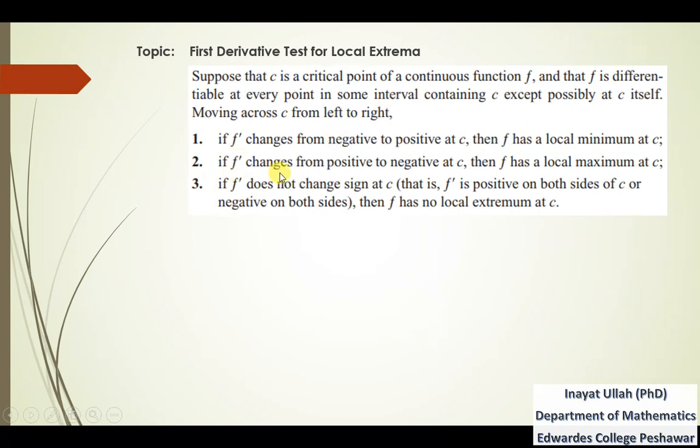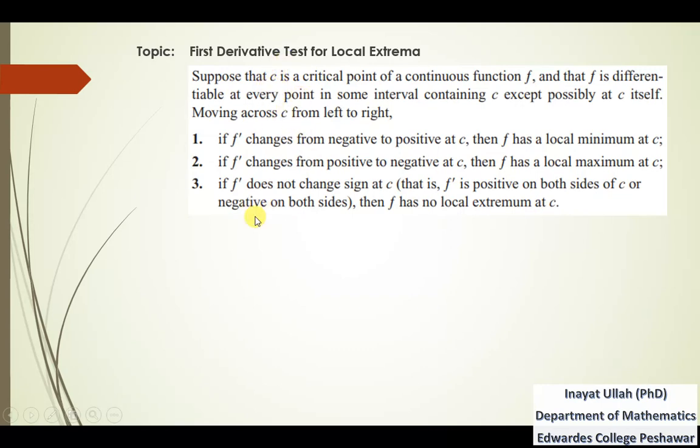And if f prime changes from positive to negative, from left to right, this is very important, from positive to negative at c, then we say that f has a local maximum at c. And if f prime doesn't change sign at c, that is, f prime is positive on both sides of c or negative on both sides of c, then the given function has no local extremum, no maximum or minimum value, at this critical point c.